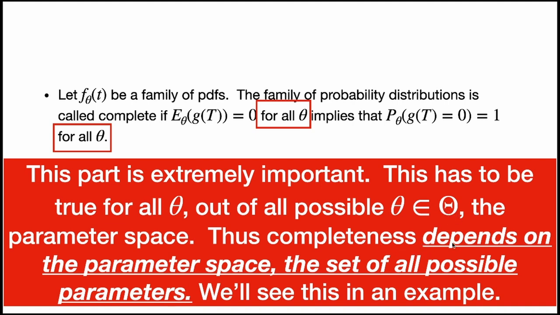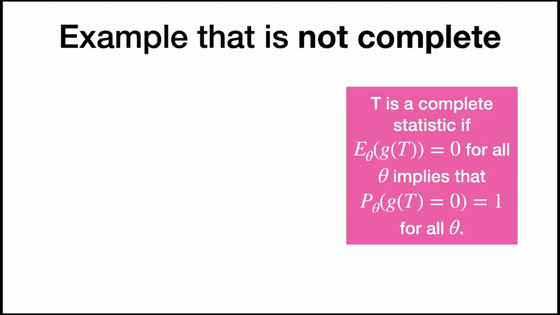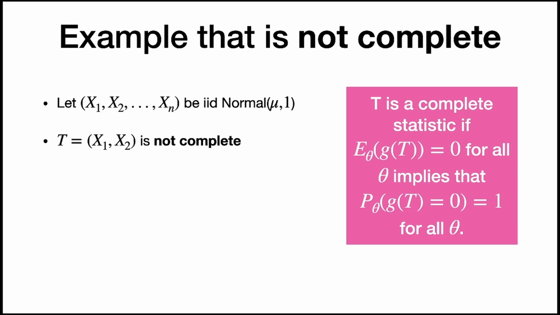And completeness depends on the parameter space. We're going to see an example of this, where if we don't pay attention to that part, it makes our statistic not complete. So let's look at a statistic that is not complete. Here's our definition of what a complete statistic is. Let our data be a random sample of size n from a normal distribution with mean mu and variance 1. Well, the statistic (X1, X2), the first two observations, is not complete.